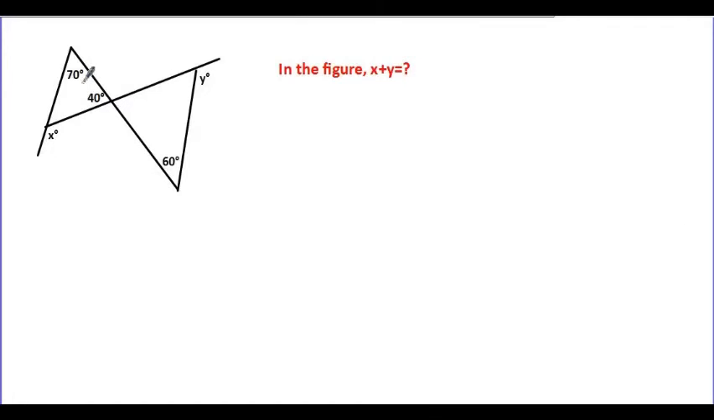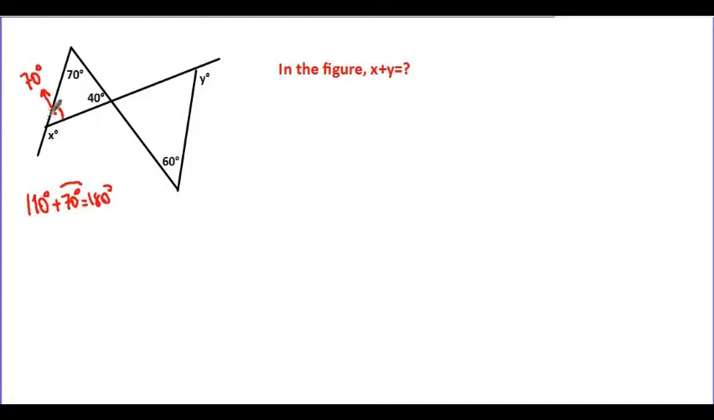I'm going to show two ways to solve this example. The first way, let's find the measure of this angle. 70 plus 40 plus the measure of this angle is going to be 180 degrees. So 70 plus 40 is equal to 110. 110 plus this angle is going to be equal to 180. So 110 plus what is 180? 110 plus 70 degrees is equal to 180 degrees. So 70 degrees is going to be the measure of this angle.